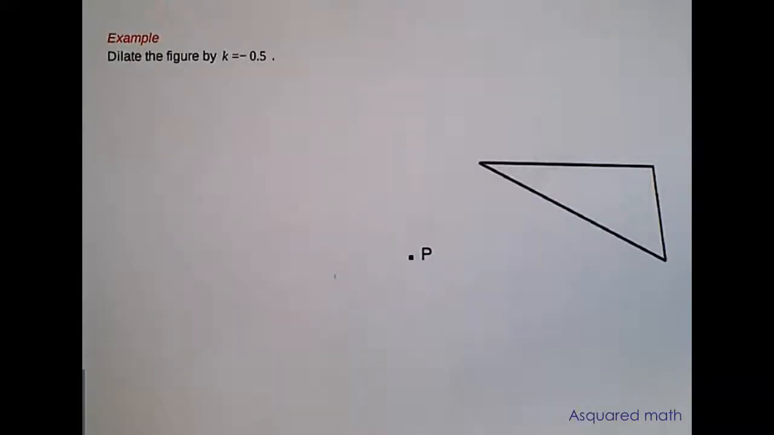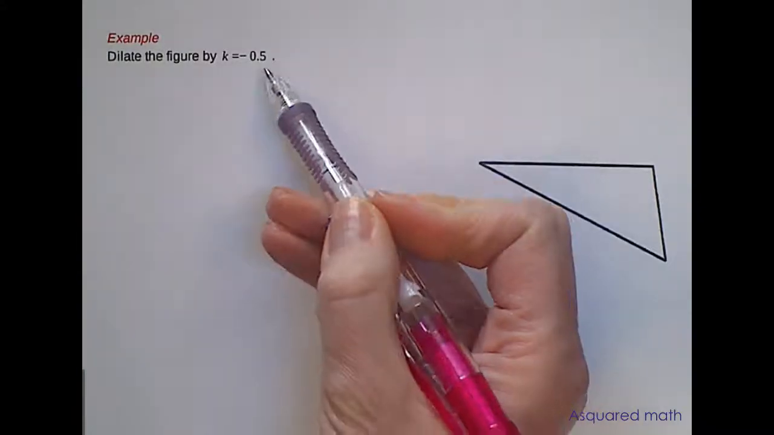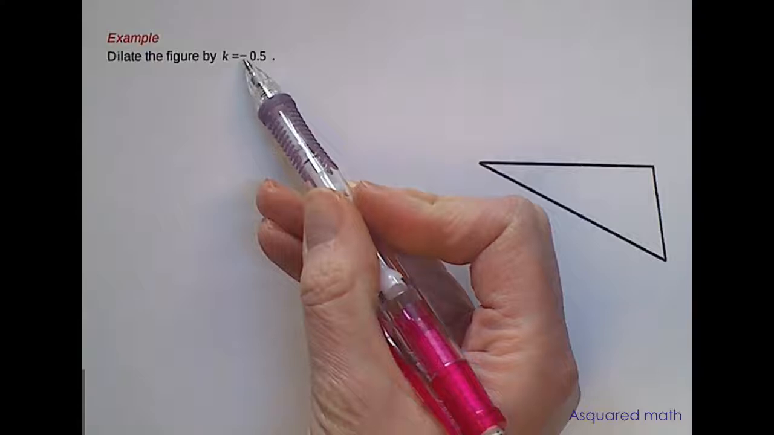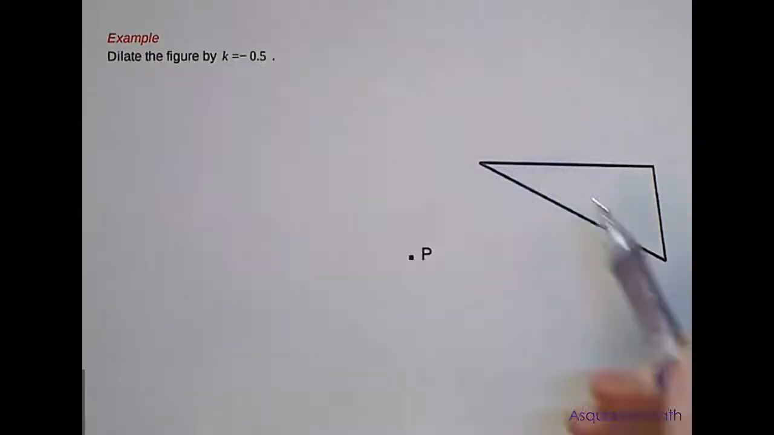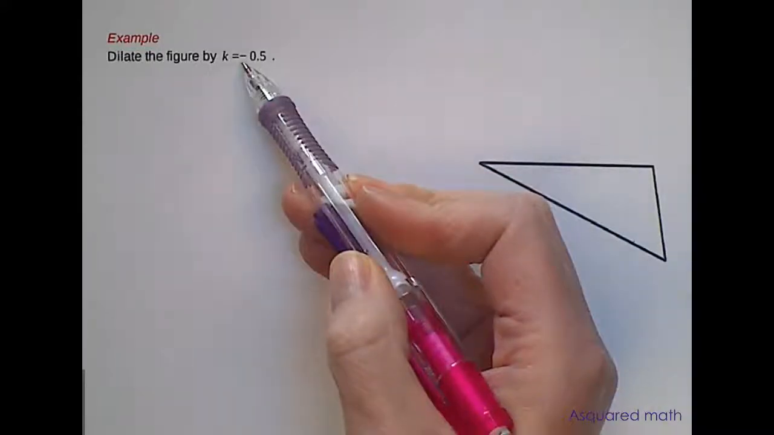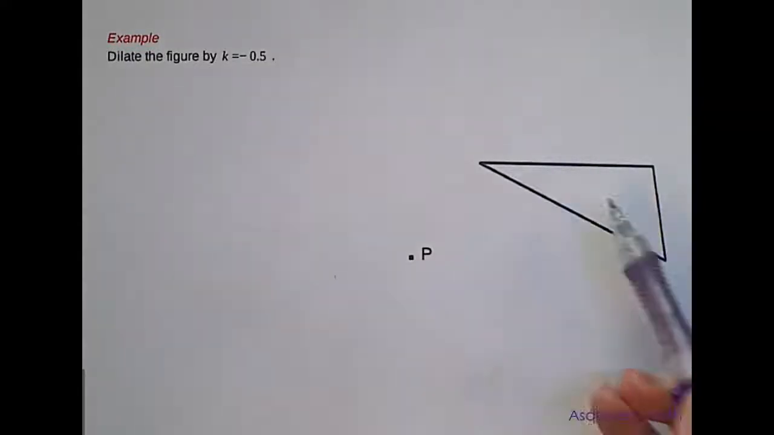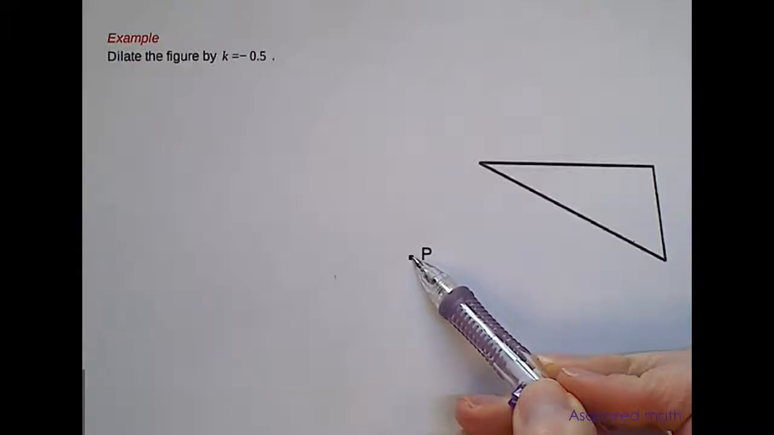Let's go ahead and do a second example, and in this one you will see that we have a scale factor that's less than 1 and it's negative. So less than 1 means that we are going to be smaller than the original image, and the negative sign actually means that we are going to reflect this over point P.